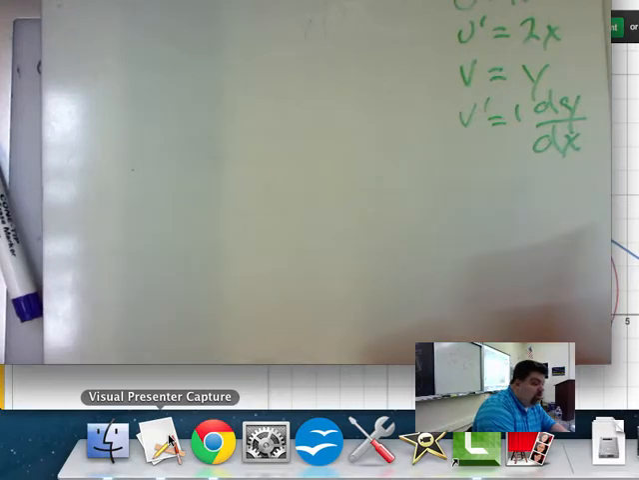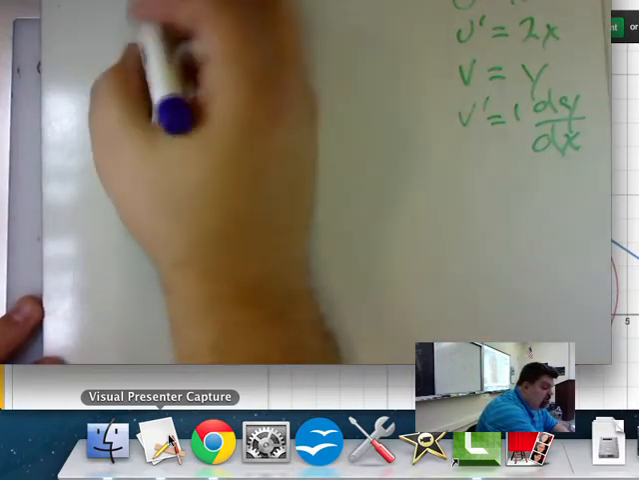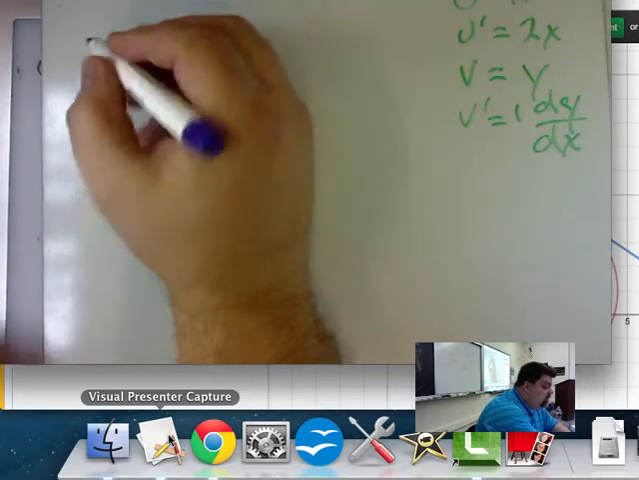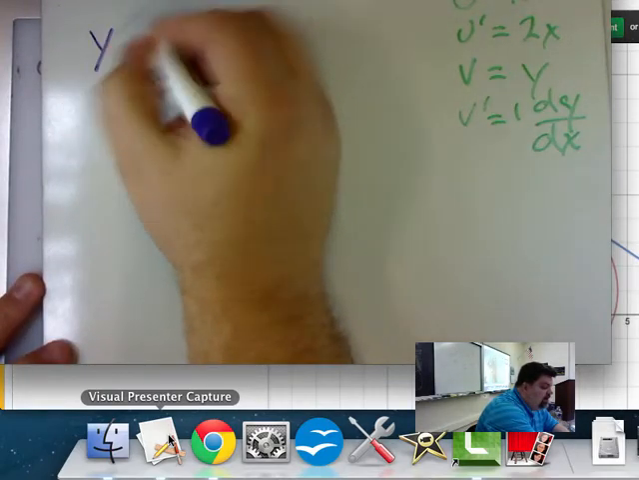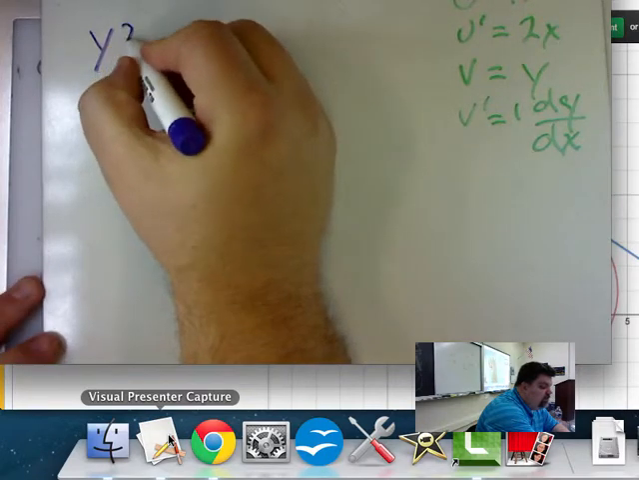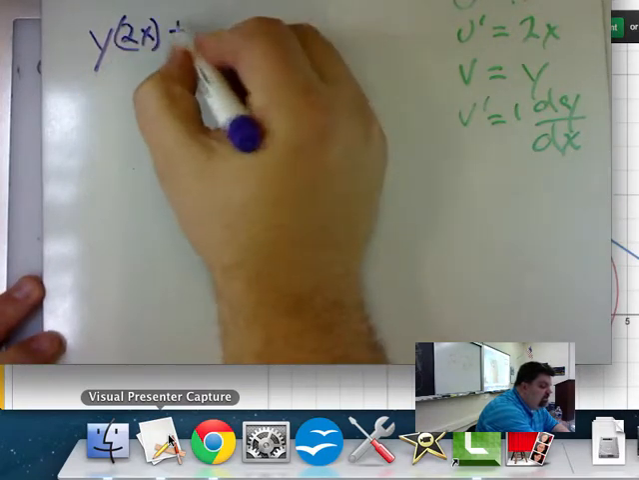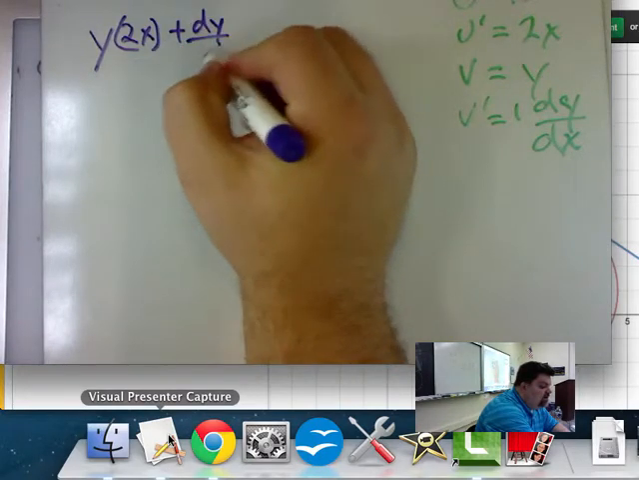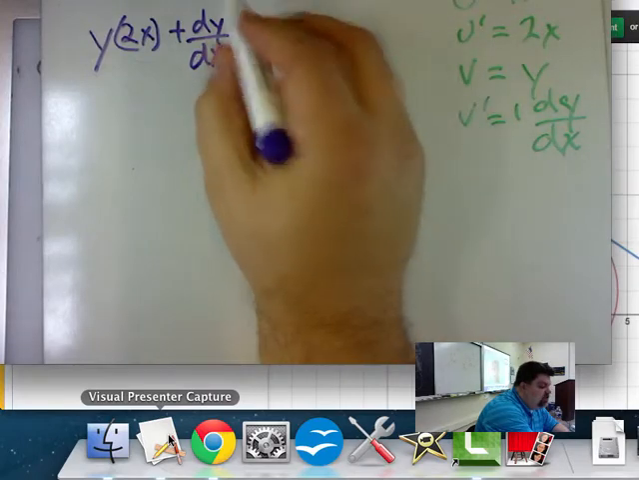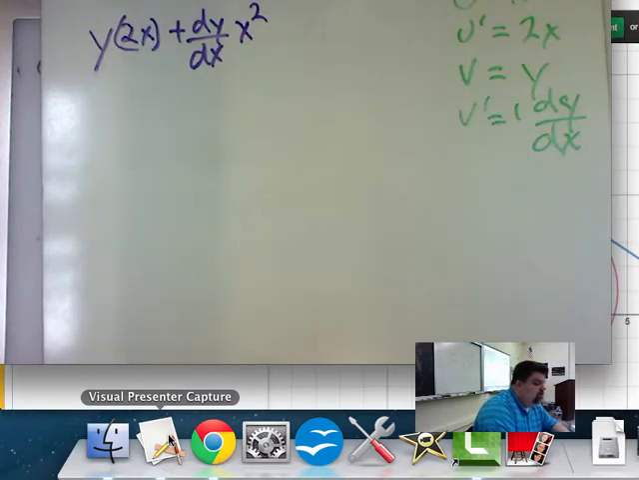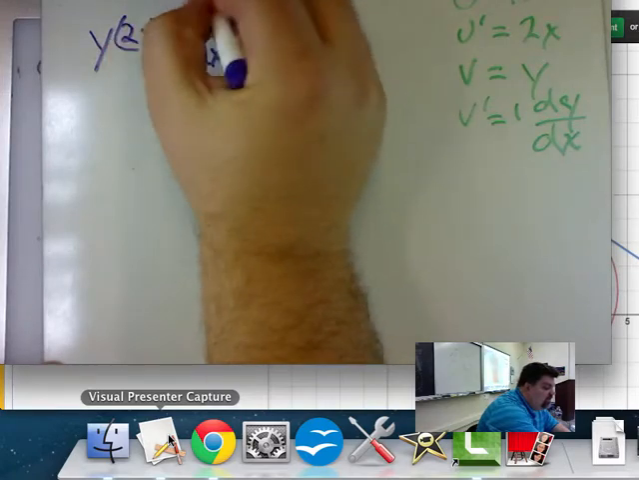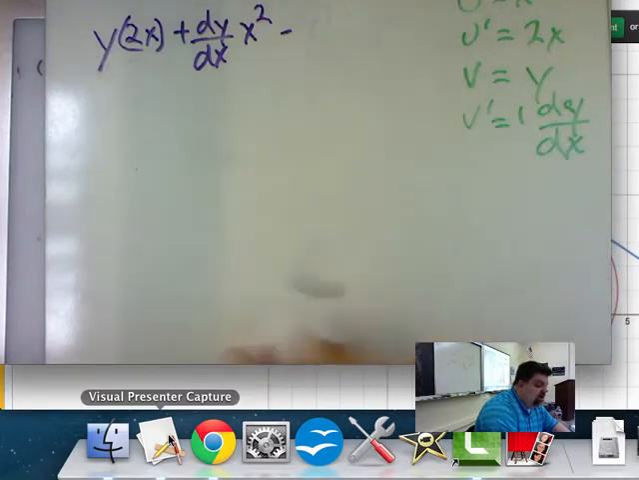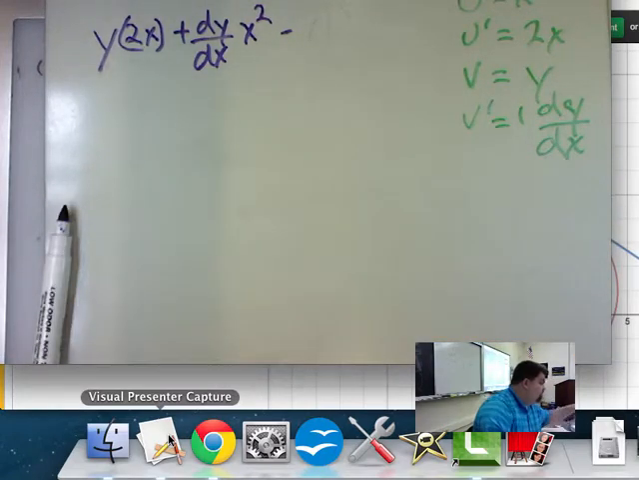Now with the product rule, to differentiate a product, I could take the first term. I think in your textbook it says v u prime. So if I do it that way, I would say y and then u prime, which would be 2x, plus v prime, which is 1 dy dx, times u, which is x squared. So that's just the derivative of this stuff here. Then I have my minus sign, so I'm going to put my minus sign. And now we could do it again, but we could do it differently.